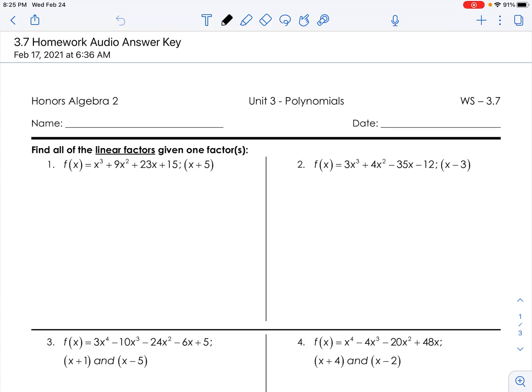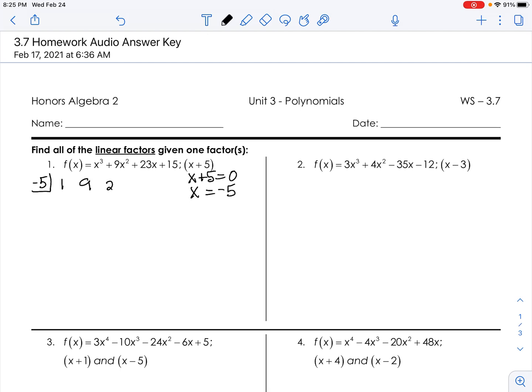Number 1, find all the linear factors given one factor. So if x plus 5 is a factor, then the 0 is negative 5. You set x plus 5 equal to 0, so negative 5 is a 0. I'm going to use negative 5 in the house.